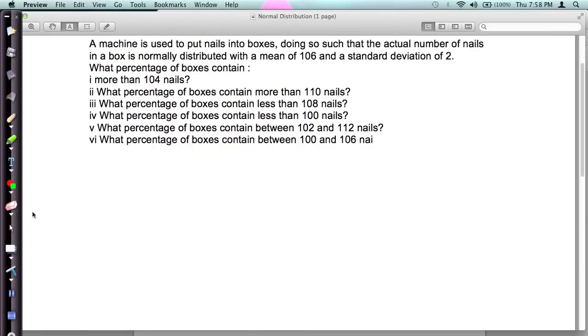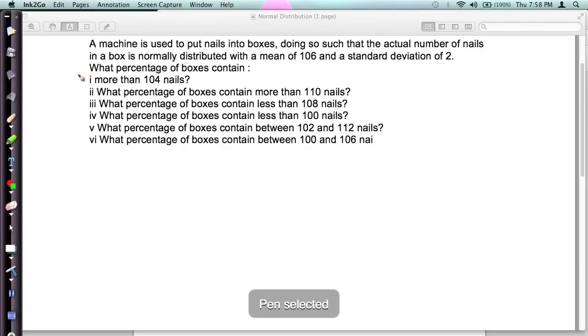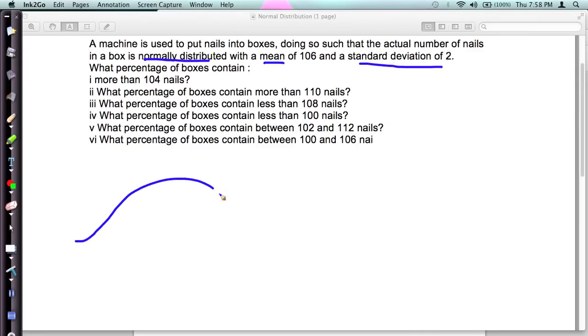So the first thing that you want to do when you're solving a problem like this, and it tells you it's normally distributed, and you have both the mean and the standard deviation, you can draw the normal curve. So I'm going to draw a normal curve here, best I can. And we're going to label first the mean right here, which we're told is 106. Okay, so pretend like that looks normal.